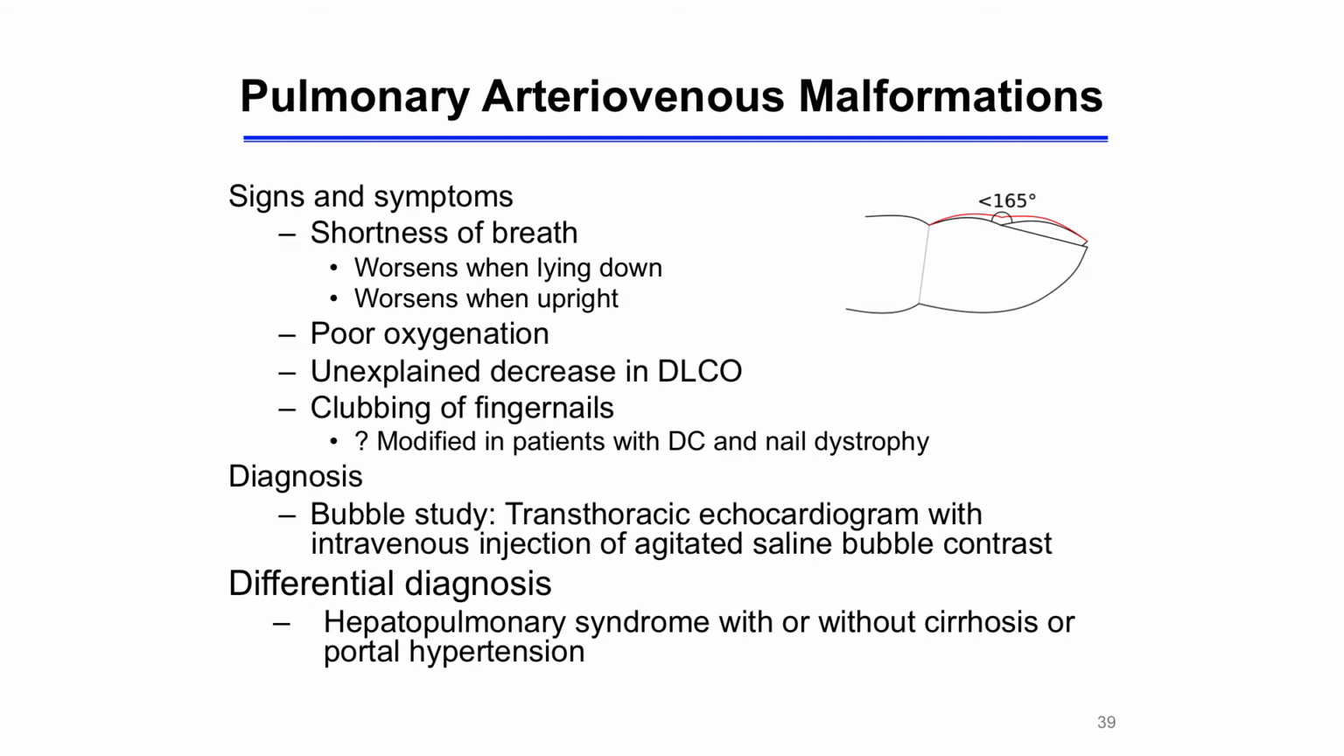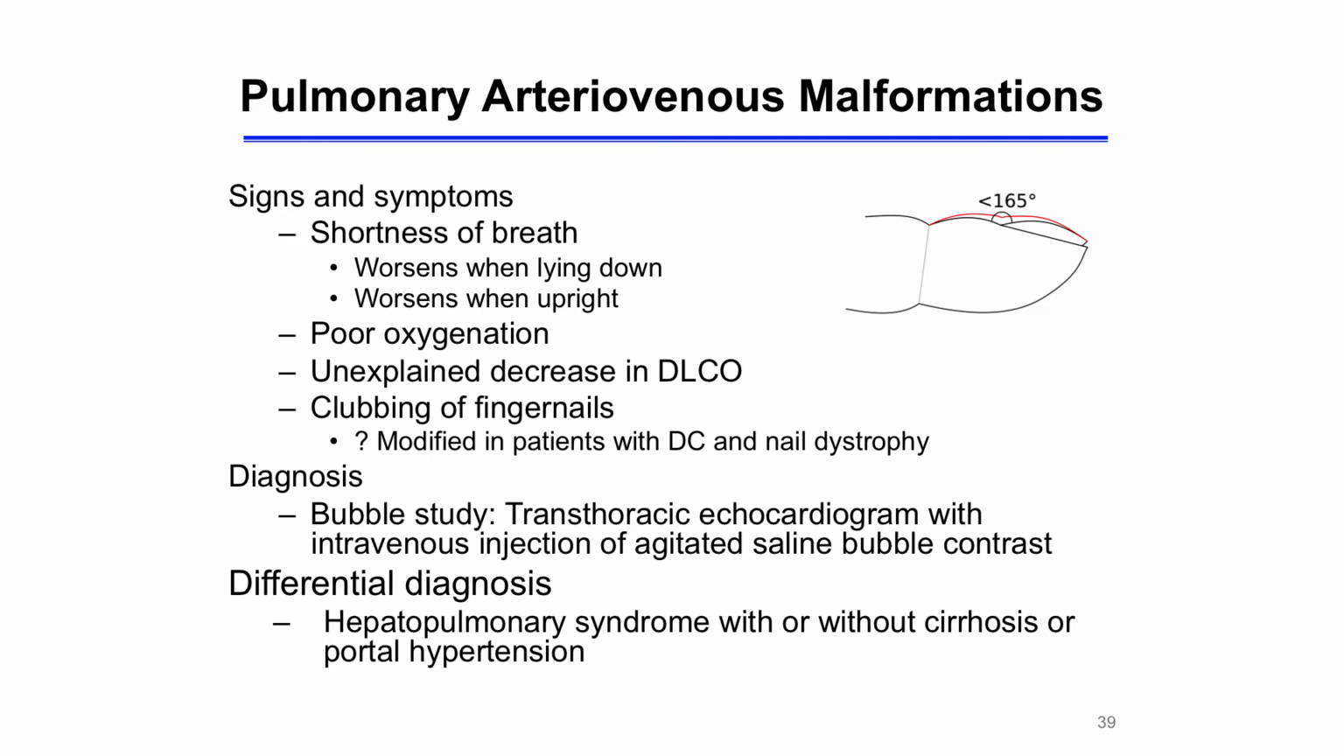In patients that don't have DC, they can develop something called clubbing of the fingernails. And of course, many patients with the telomere disorders have abnormal nails. Those may not be as obvious to the person who's used to looking for clubbing, because it may take on a different appearance altogether. Now, the best way to diagnose this is something called a bubble study.